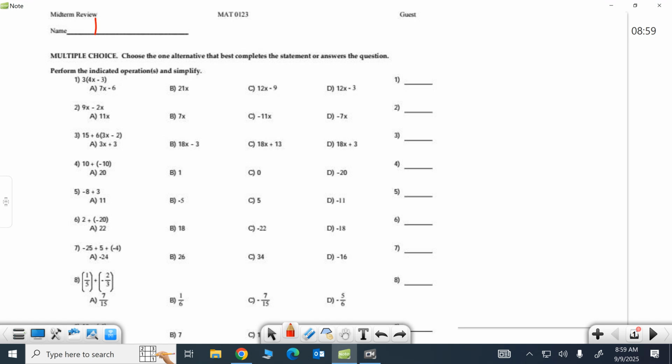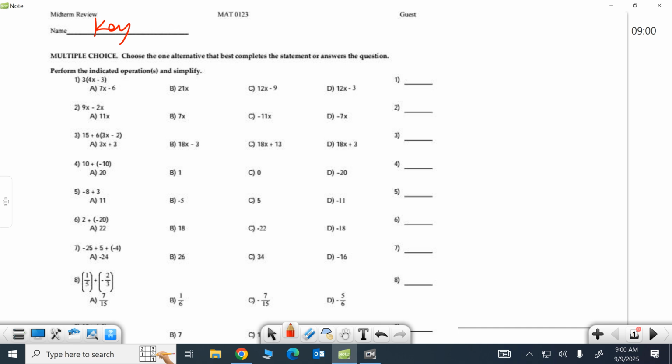All right, this is going to be the review for the midterm for the online, and I'm going to call it Key. He's going to have the answers. So we're going to perform the indicated operations and simplify here, starting with number 1.